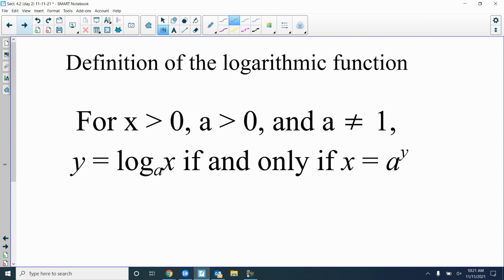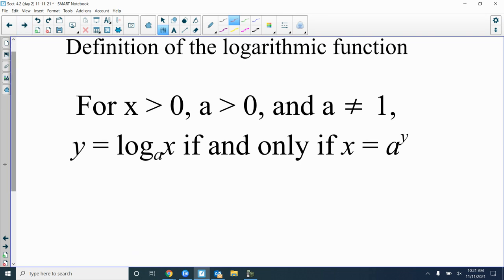All right, here's our definition. x has to be greater than 0. Can't equal 0. We'll talk about that as well. I've got a couple other conditions. a is greater than 0. a cannot equal 1. So y equals log base a of x if and only if x equals a to the y.